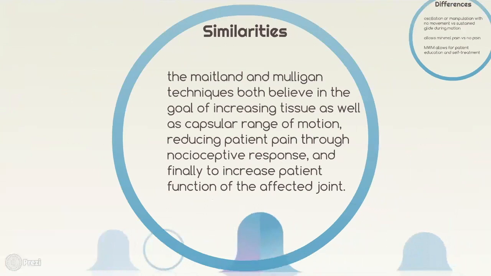Now, there are certain similarities. The Maitland and the Mulligan techniques both believe in the goal of increasing tissue mobility as well as capsular range of motion. They both believe in reducing patient pain through nociceptive response. And finally, they both work to increase patient function of the affected joint. So they both are repositioning the joints, correcting joint tracking. They both can alter direction, magnitude, and location of force. They both have very similar treatment goals.